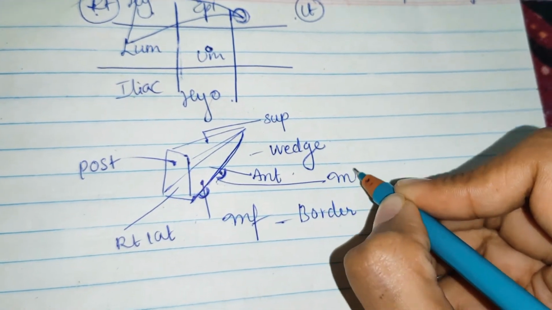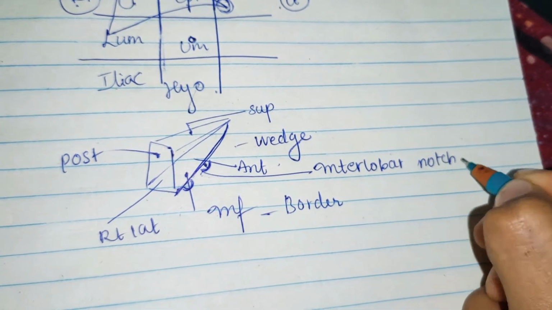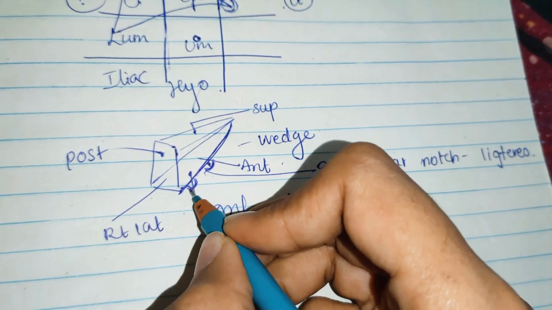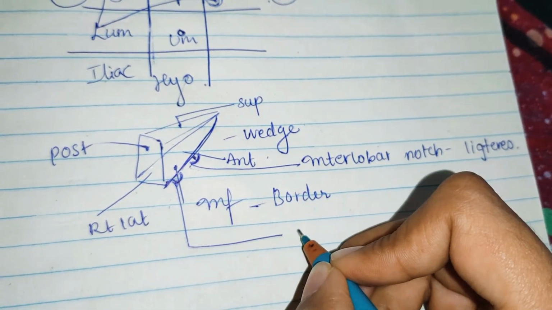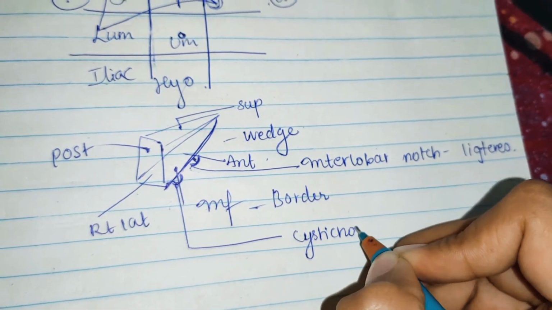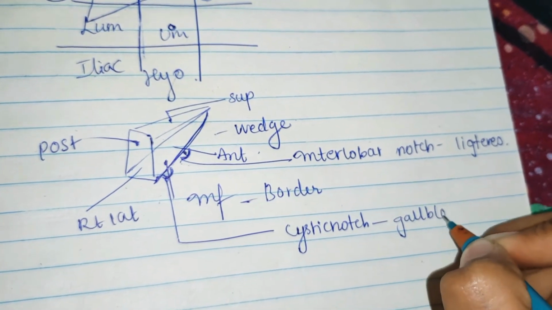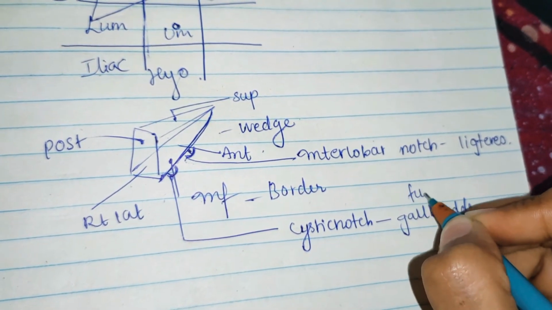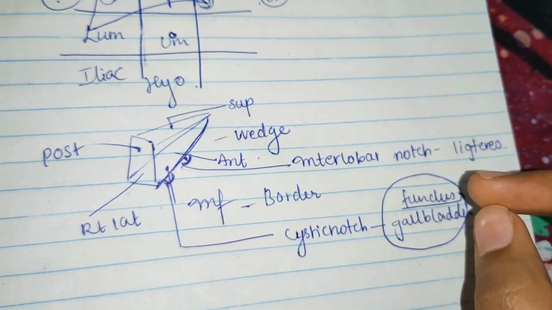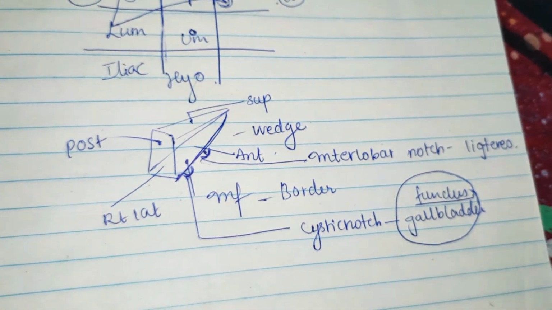So let me write it. This is also called the interlobar notch, and that is for the ligamentum teres. And this notch which you have here is called the cystic notch, and this notch is mainly for the gallbladder, the fundus of the gallbladder. Why are we mentioning the fundus? Because the gallbladder is divided into body and fundus, right? Especially the fundus of the gallbladder is present in the cystic notch of the anterior surface of the liver. So this we need to remember.